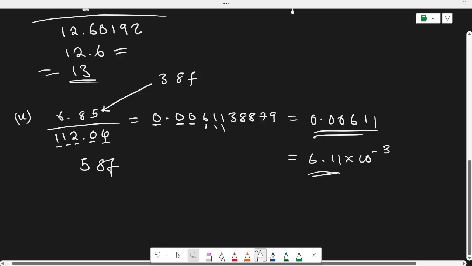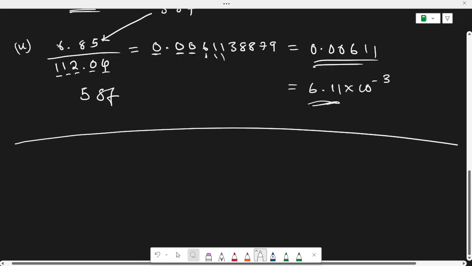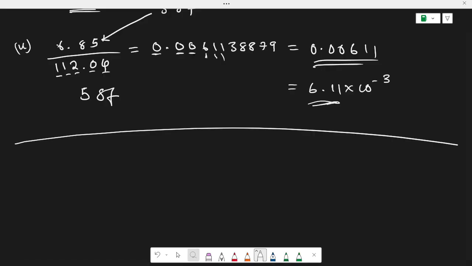Do we need to do another example? Okay, let me just do one on addition and one on multiplication, then we end this session. Oh, that was a rhyme.